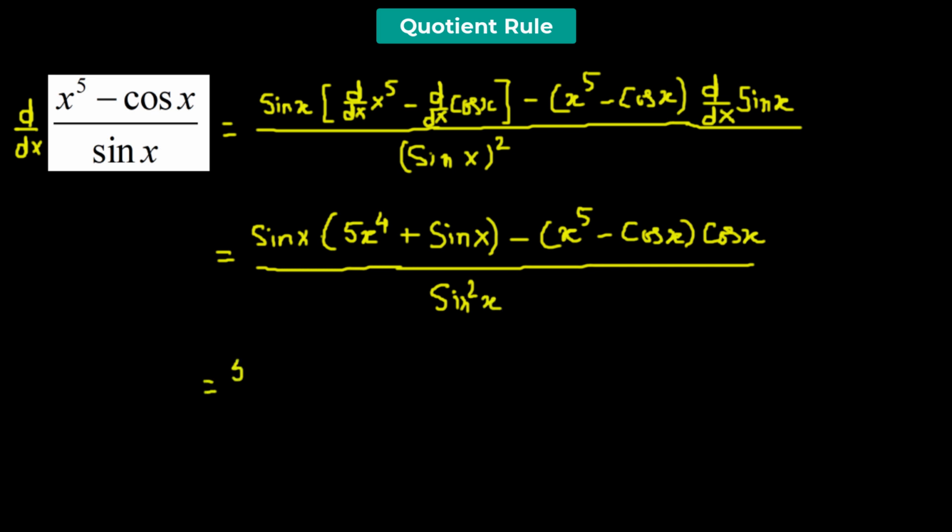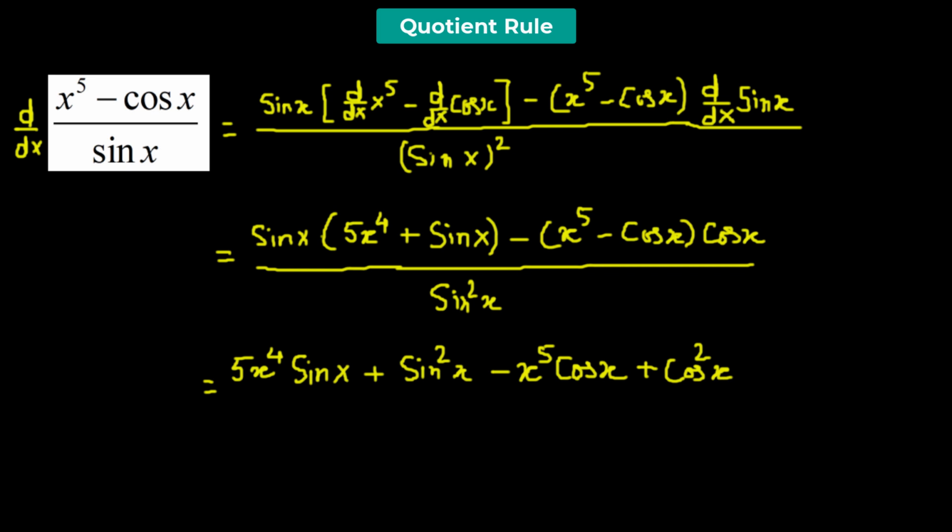So we will have 5x raised to the power of 4. So we're multiplying sine x to the two terms. So we have 5x raised to the power of 4 times sine x plus sine squared x. Then we have negative cosine of x multiplied to x raised to the power of 5. So we have negative x raised to the power of 5 times cosine of x. Then we have negative cosine of x multiplied to negative cosine of x. So that will be positive cosine squared x divided by sine squared x.